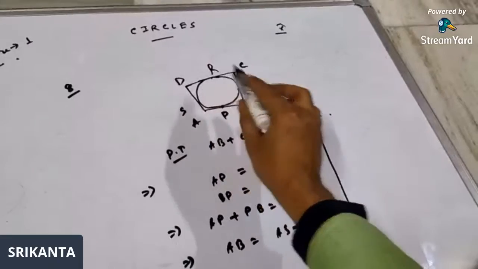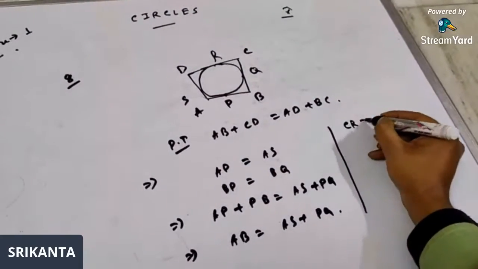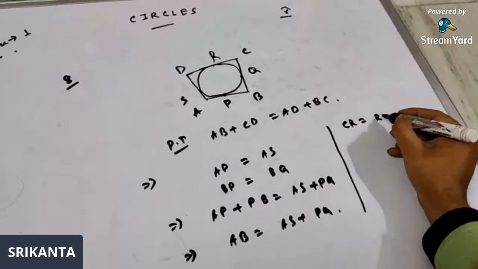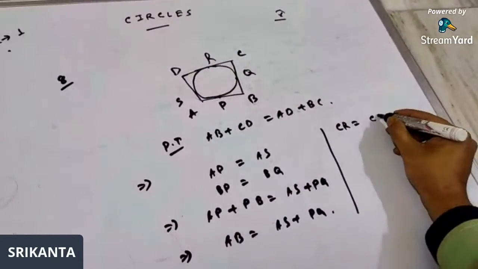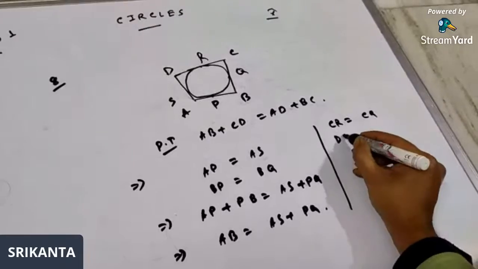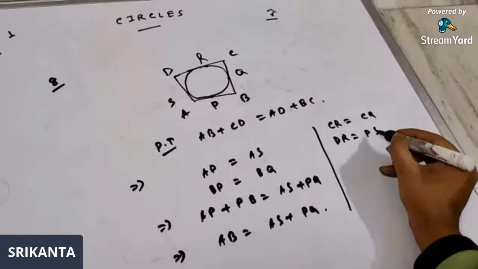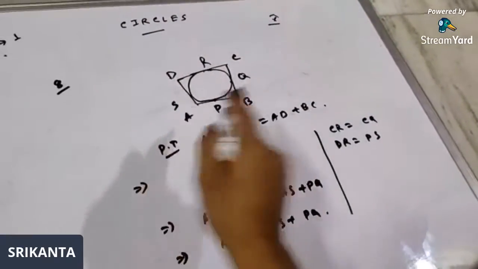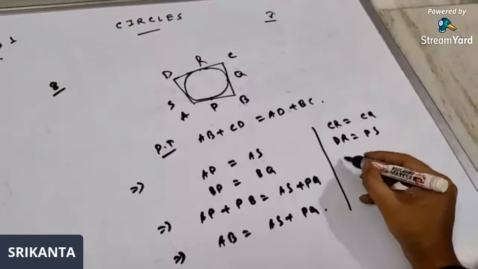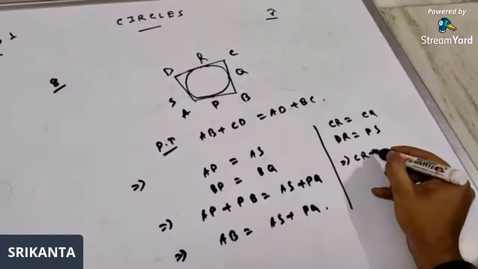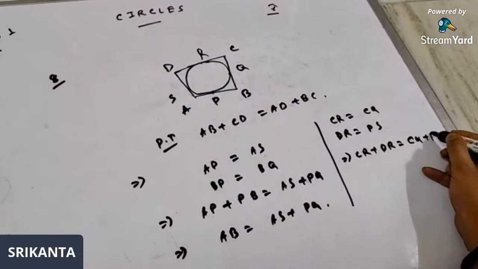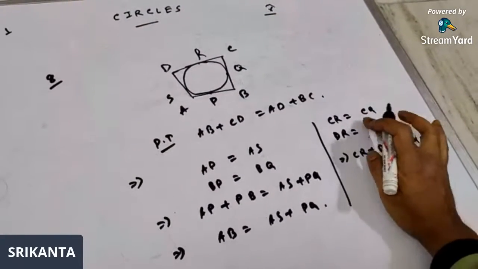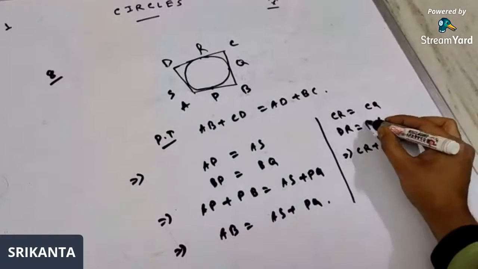Also, what can we say? CR is equal to CQ, tangents. Also DR is equal to DS. Now also adding these two, CR plus DR is equal to CQ plus DS.